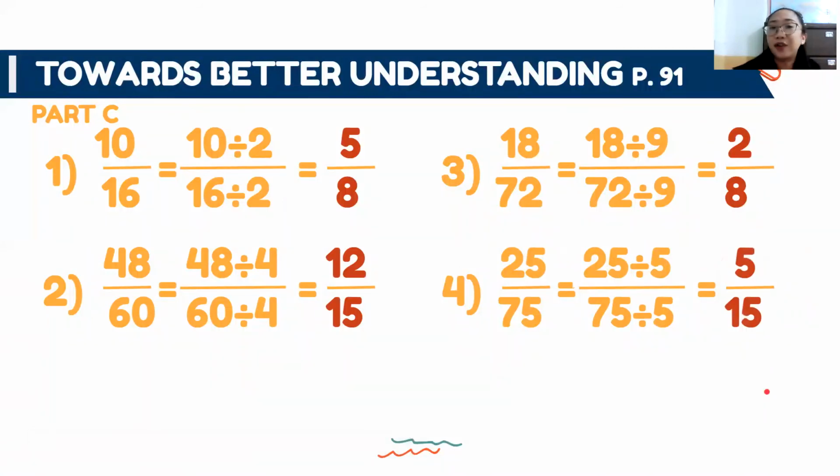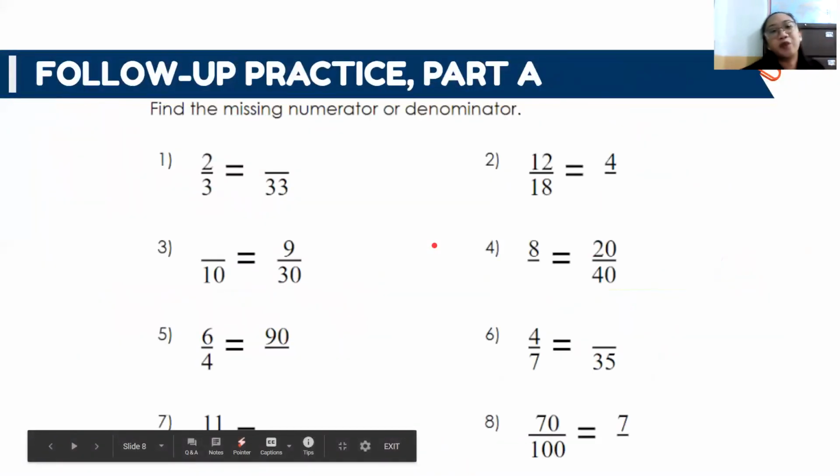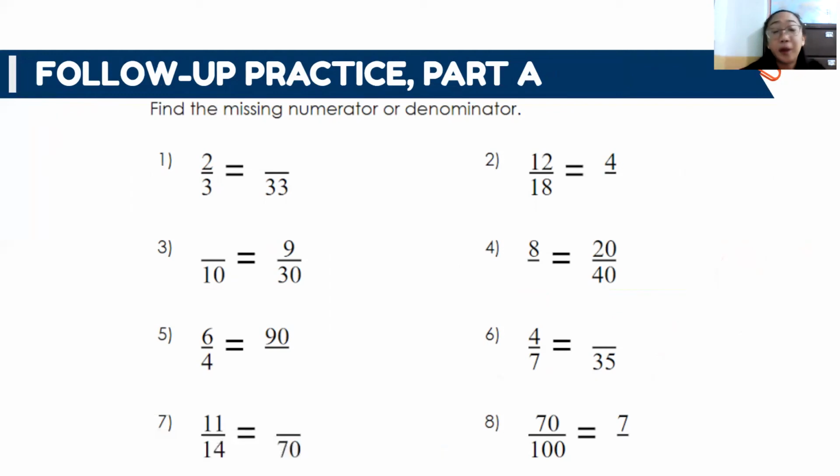Please do the same for items 5 and 6. And after that, you are to do the follow-up practice also of the part A only, okay? So you only have 8 items and you are to write your answers in your LGs, okay?